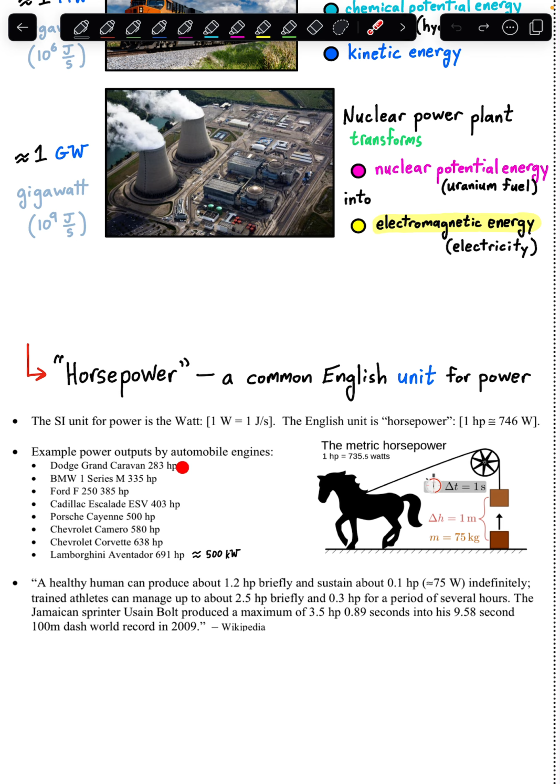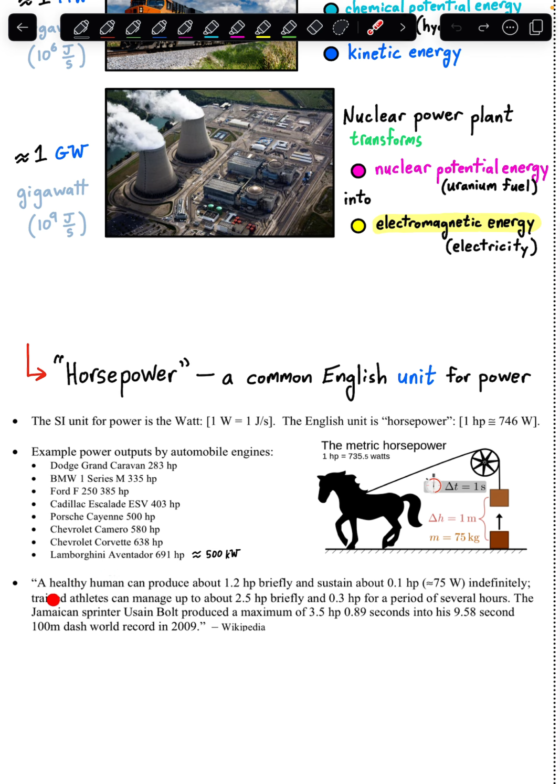The power outputs from automobile engines are often given in terms of horsepower. So you see some examples here, down to this Lamborghini with almost 700 horsepower, which would be about the equivalent of about 500 microwave ovens. 500 microwave ovens, that's your Lamborghini here.